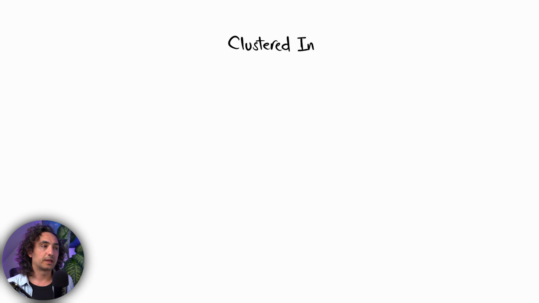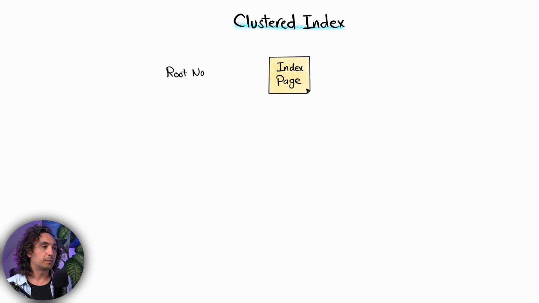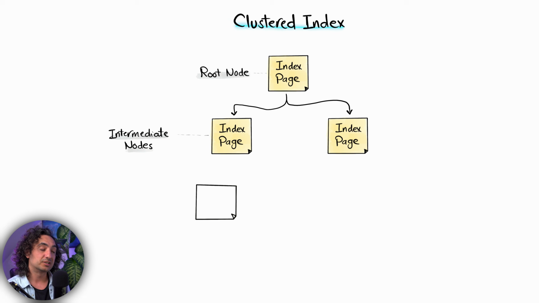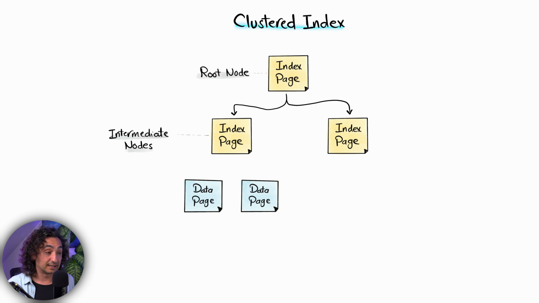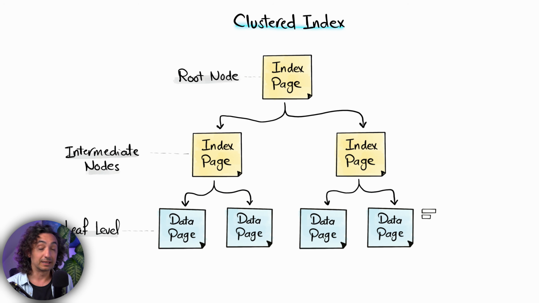So the structure of the clustered index is a B-tree where it starts with the root node where we have an index page. This index page is pointing to the intermediate nodes where we have index pages as well. And those index pages are pointing to the actual data, to the data pages. So at the leaf level of the clustered index, we have the data pages, the actual data. What's special about the clustered index is that it physically sorts the data inside those pages. So everything here is physically rearranged and sorted.